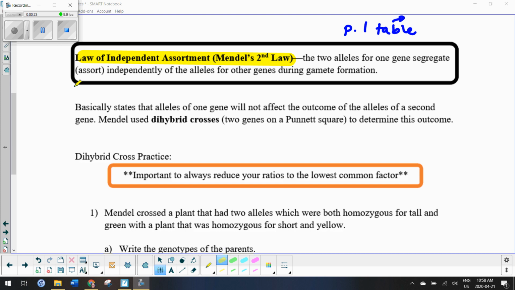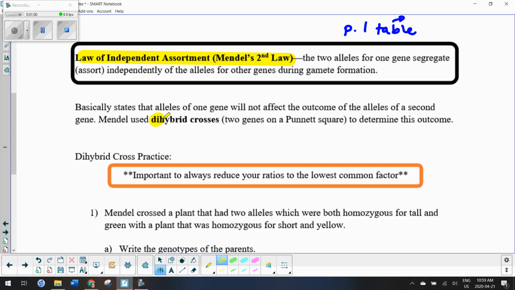So before we get into dihybrid crosses, Mendel's second law of genetics is known as the law of independent assortment. Basically what it's talking about is that you have many genes that exist on your chromosome. When you're creating your gametes through the process of meiosis, those genes are going to segregate independently. So they're going to separate independently of others. So one gene will not affect another gene, is essentially what it's saying. And then you can read the more scientific definition.